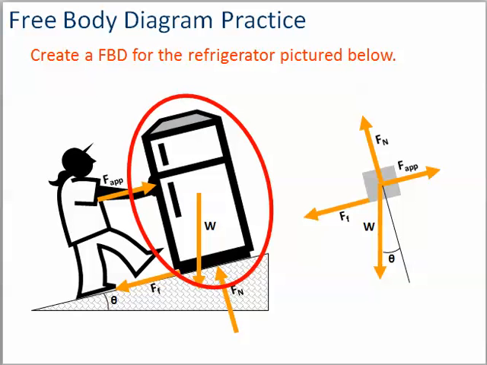Create a free body diagram for the refrigerator pictured below. Well, again, you've got a couple of forces that we're going to always be talking about. Simple forces that you need to always be looking for is where is the normal being applied. There's got to be a normal if it's on an object. If there's contact being made, then there's got to be a normal. There's what we're going to call the frictional force, F_F. There's frictional force.